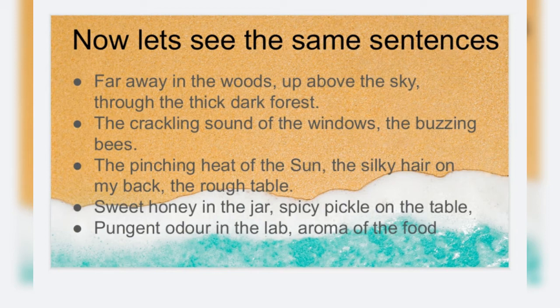The silky hair on my back. The silky hair can also be altered with the rough hair on my back, the brown hair on my back. So, the curly hair on my back, all these words will add to the senses and will make you understand how the hair is of a person. Otherwise, it's just a hair.